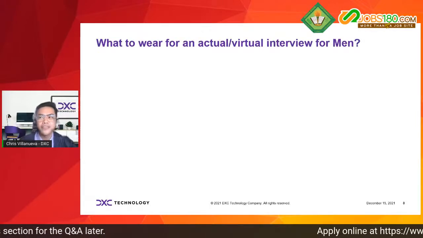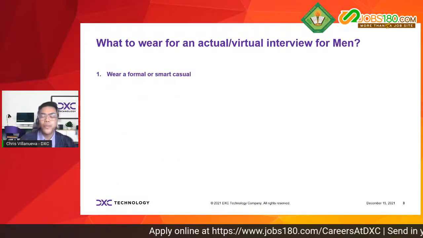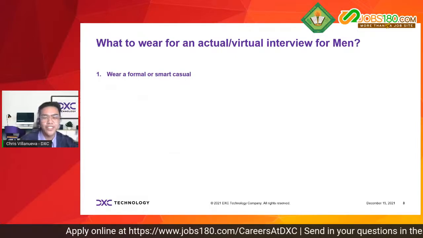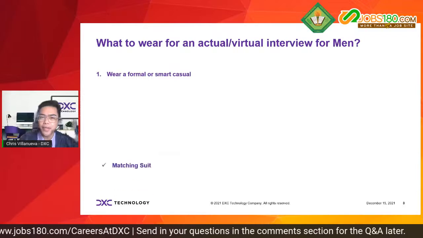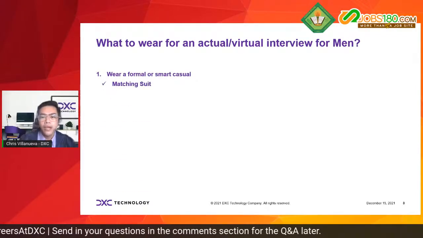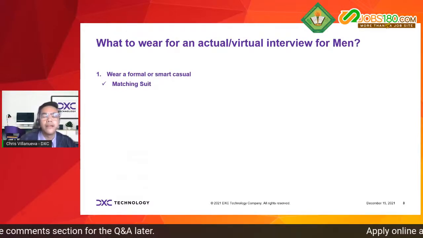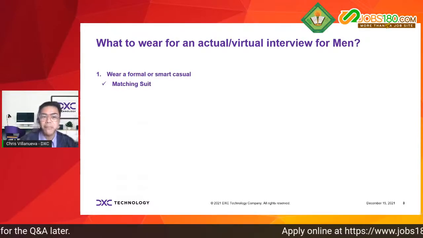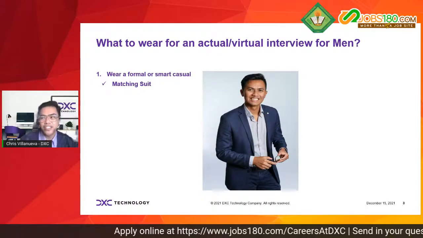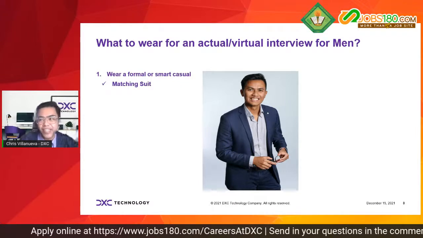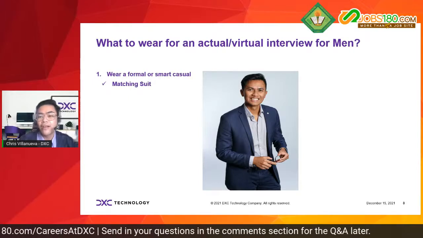All right, let's move first with the dress code, or what we should wear for our face-to-face interview. Let's start with men. Wear formal or smart casual. To give you an idea of formal or smart casual wear, I have some samples here. Since we have adopted a Western culture in terms of formality, we have the matching suit. It usually prefers dark colors, black or navy blue.